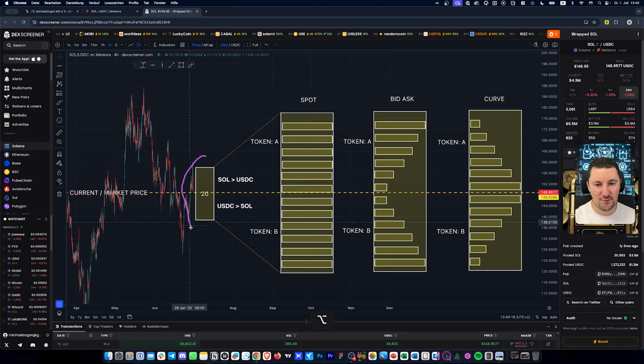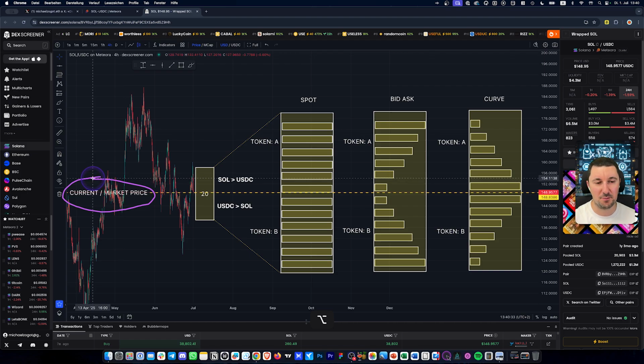So we have, as an example, just in visualization so you better understand it, our 20 bin position, which is around 12%. And we have our current, or let's say market price. We always open our pool from the actual market price, which is around $148 at the moment for one SOL.